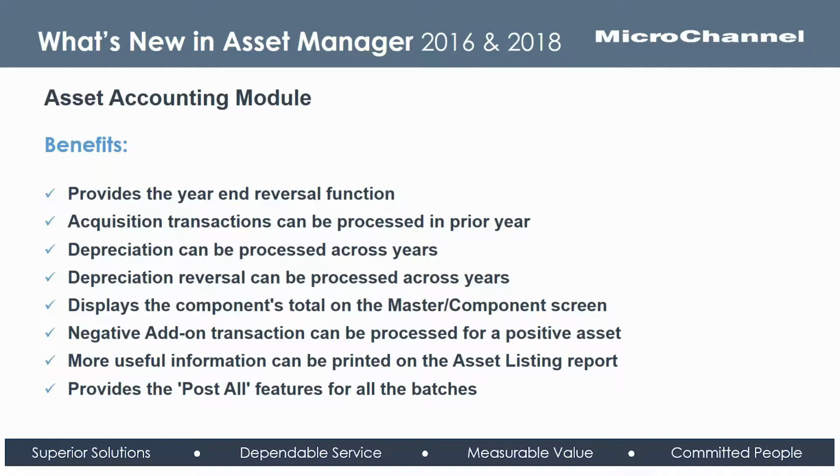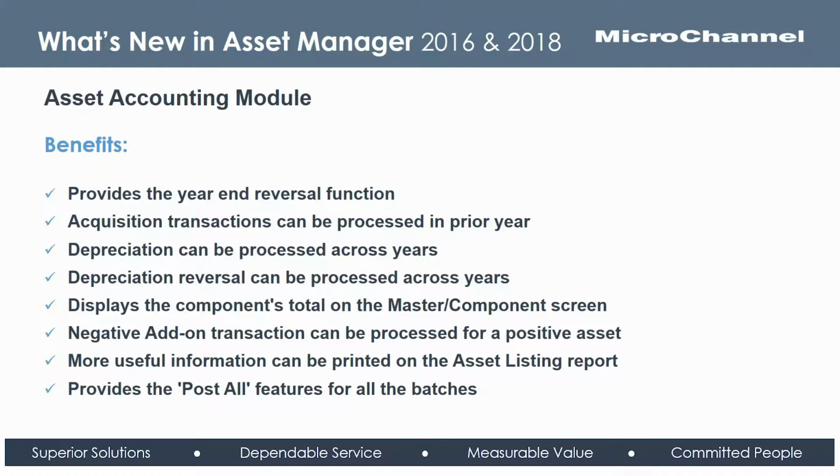There are four main modules within asset management, and in the asset accounting module, what's new in versions 2016 of Sage and 2018 is the ability to reverse the year end. Now, in prior versions of norming assets, you cannot reverse the year end. Once you run your year end, you cannot go back.